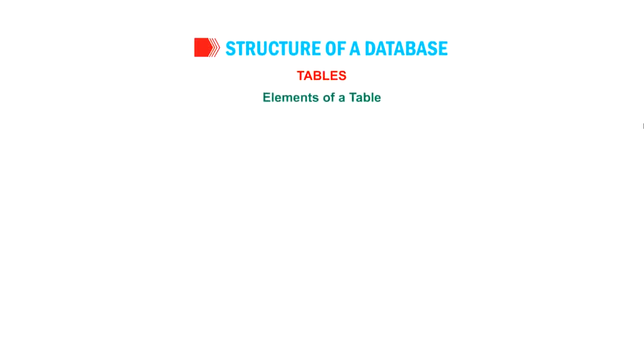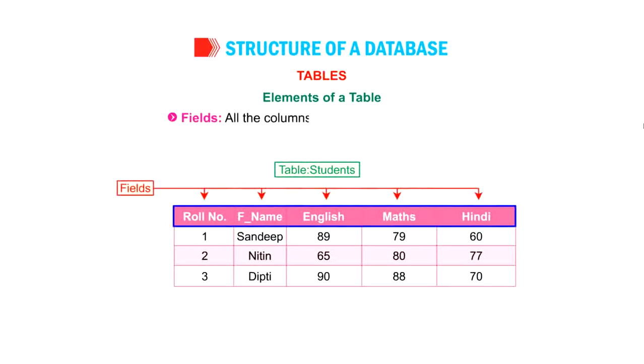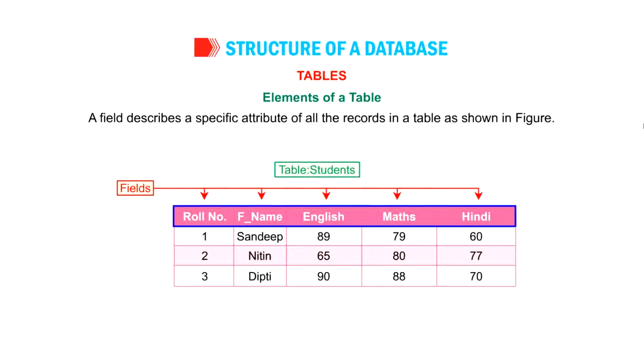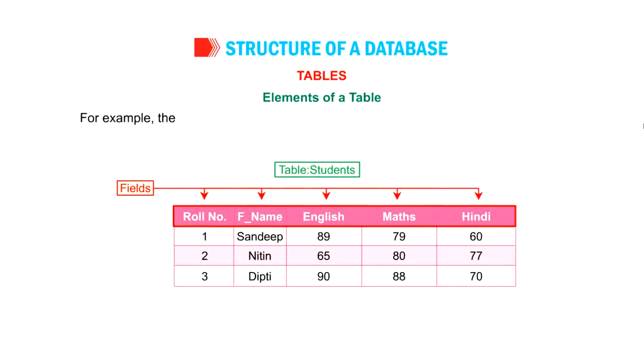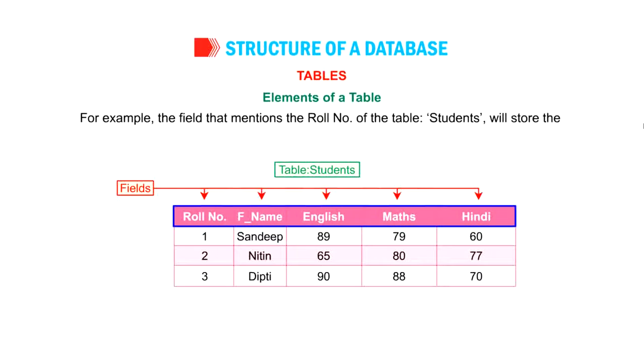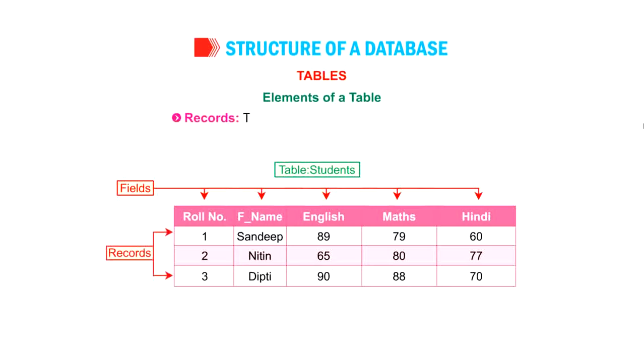Elements of a table. Fields. All the columns in a table are called fields. A field describes a specific attribute of all the records in a table, as shown in the figure. For example, the field that mentions the roll number of the table Students will store the roll numbers of all students. Records. The rows in a table are called records.